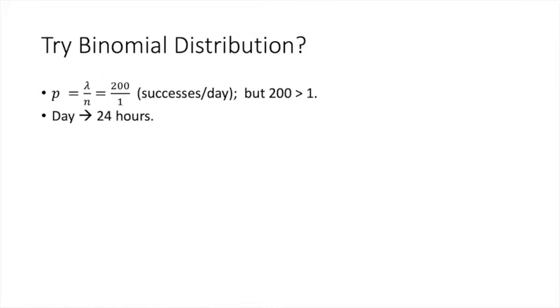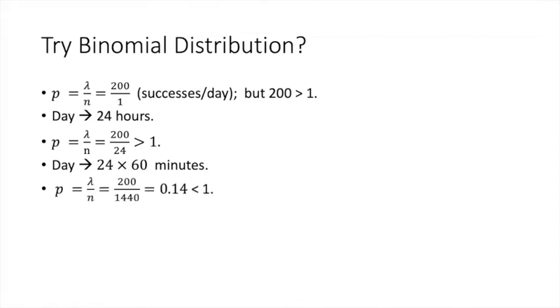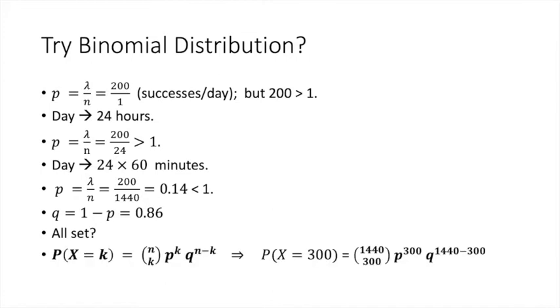How about we split a day into 24 hours and repeat the process? But still the value is greater than 1. Let's split further into minutes. Now we get p equals lambda over n, which equals 200 over 1440 minutes, and that equals 0.14, which is less than 1. The binomial distribution also requires the probability of failure q, which is simply 1 minus p, and so that is 0.86. So looks like we are all set to apply the binomial probability mass function as shown here on your slides. So you can pause here and work yourselves through it if you're interested.